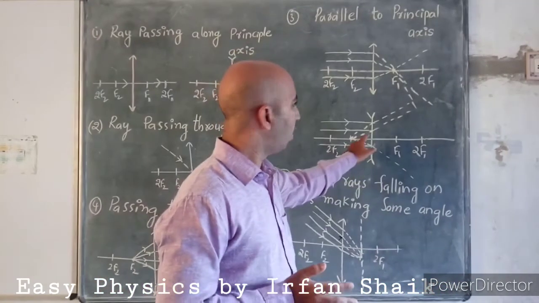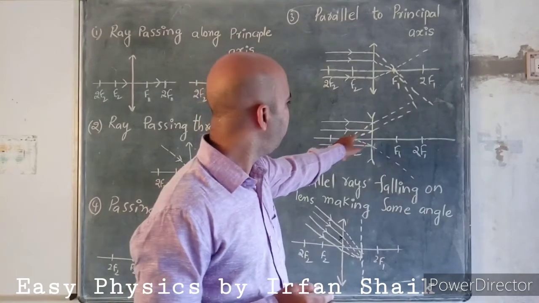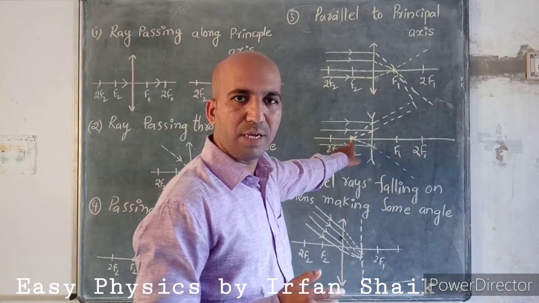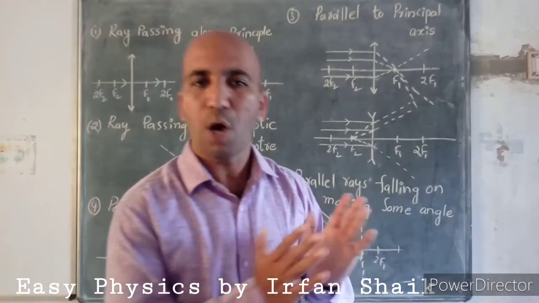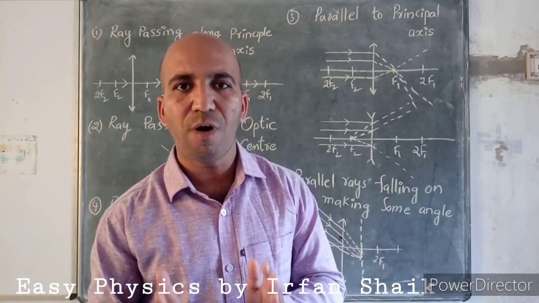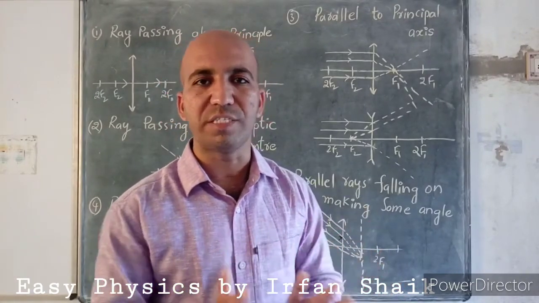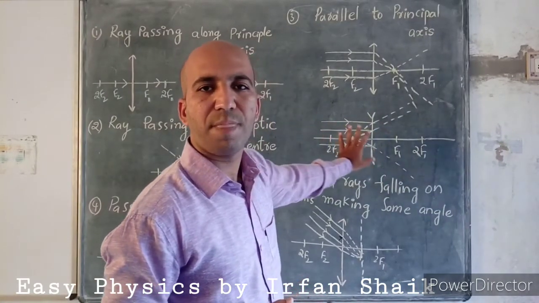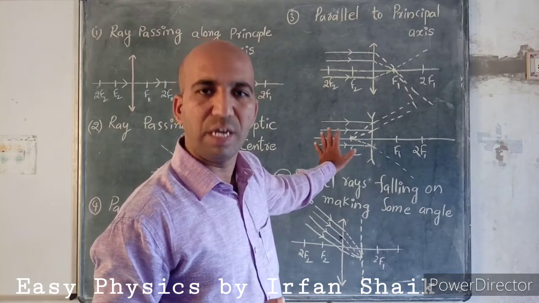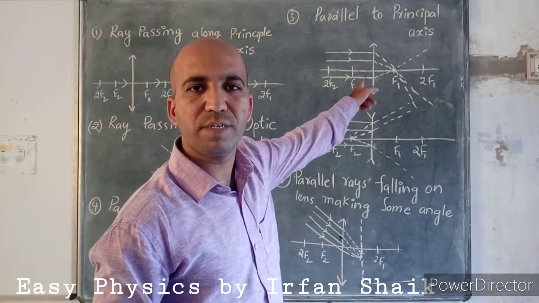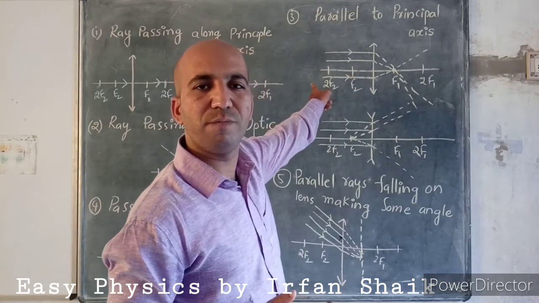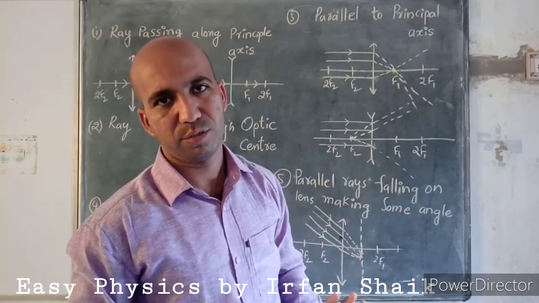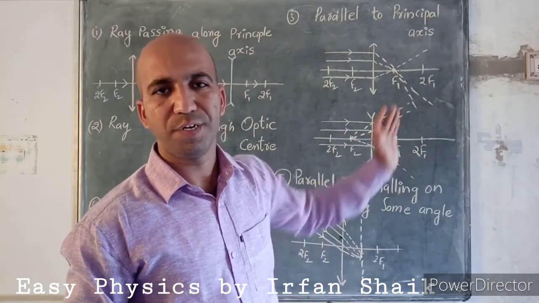That's why all the light rays will appear to meet at the focus. That means in the case of a biconcave lens, the object and the image will form at the same side of the lens. So here is the lens, and the object and image both will form at the same side of the lens. But in the case of a convex lens, the object is on one side of the lens and the image will form on the other side of the lens. So this is the difference that we need to understand here.